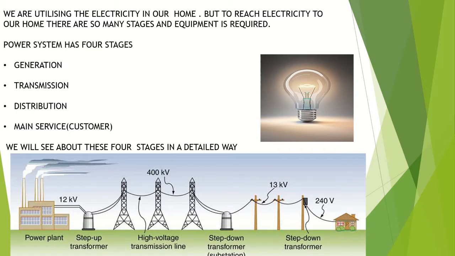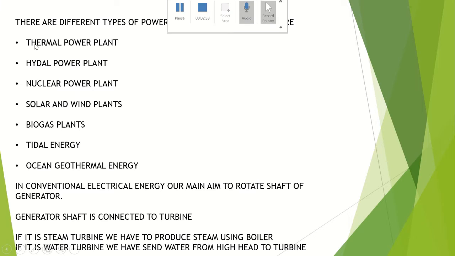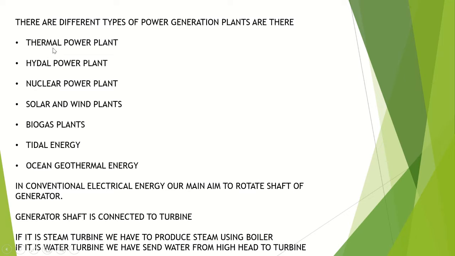We will go to the detailed things, how the generation takes place. In generation of electricity, there are different types of plants: thermal plant, hydel plant, nuclear plant, solar, wind, biogas, tidal energy, ocean geothermal. All these plants generate electricity. In a thermal power plant, coal is the main fuel. We feed this coal to the boiler, and the boiler generates steam. This steam will rotate the turbine, and the turbine will rotate the generator.